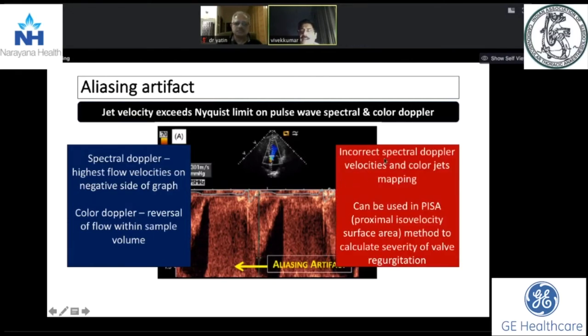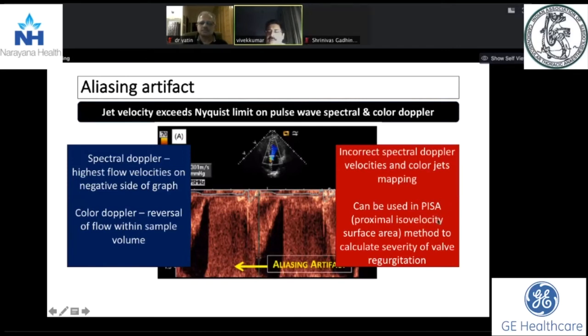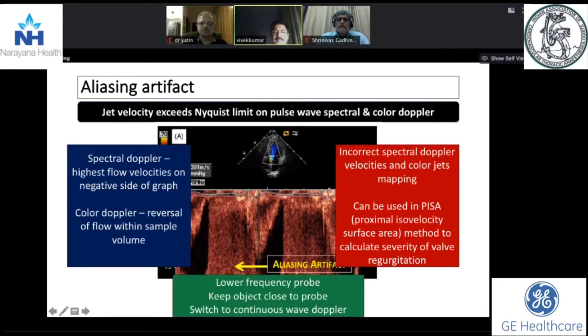The problem is that when you try to get the velocities, it gives you incorrect spectral Doppler velocities. And there is an advantage. It can be used in what is known as PISA to calculate the severity of valve regurgitation. Now, how do we resolve this when we see this on the screen?